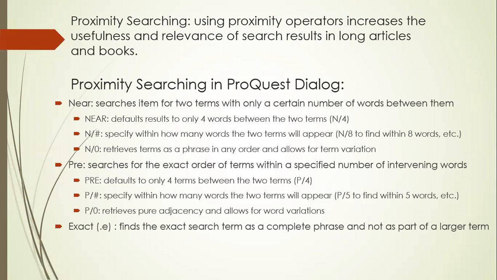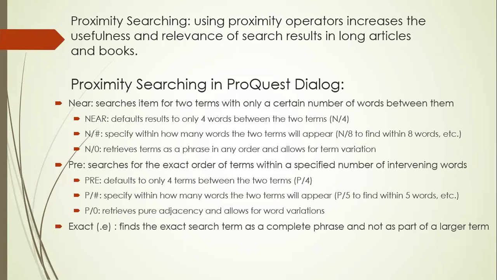For example, if we are looking for the topic of Chinese cinematography, putting near between the two words would ensure that the terms Chinese and cinematography will appear within four words of each other. It doesn't always have to be this default. n/whatever number you are looking for will specify within how many words the two terms will appear. For example, n/8 would find your terms within eight words of each other.